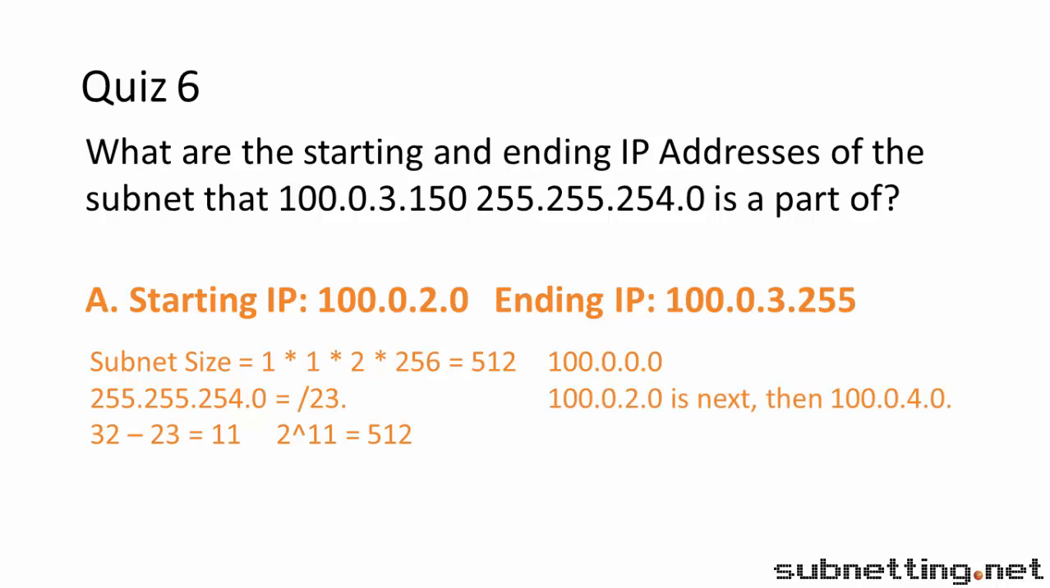The next subnet after that begins at 100.0.4.0. Our target IP of 100.0.3.150 is in the range of the subnet beginning with 100.0.2.0, so that is our starting IP address. Now we just get the last IP address, which is one less than the start of the next subnet of 100.0.4.0, which is 100.0.3.255.